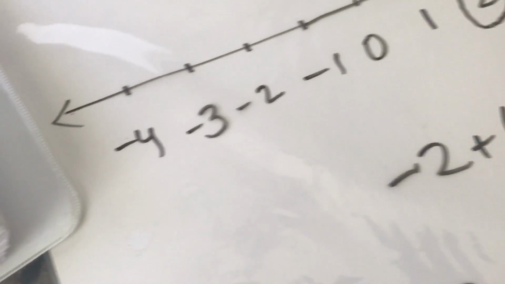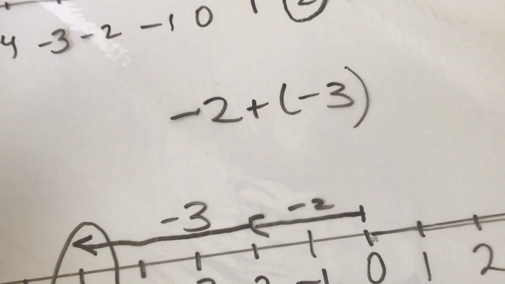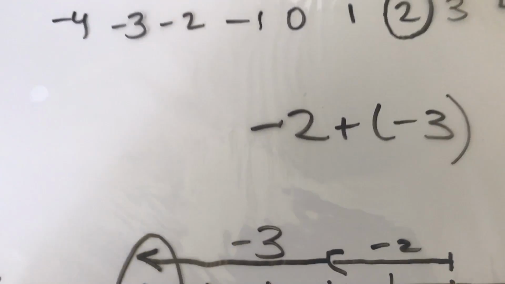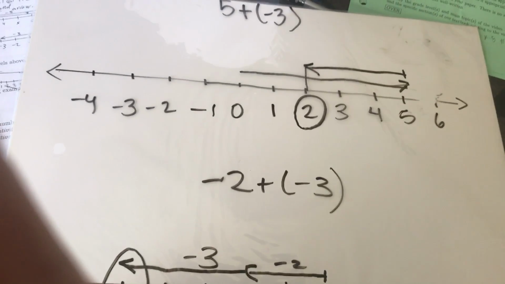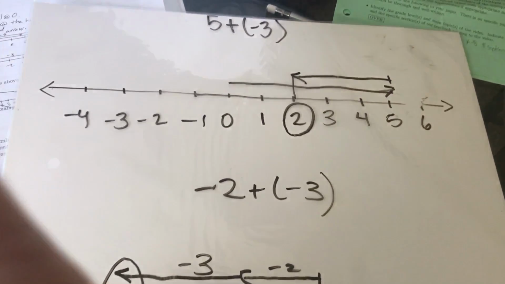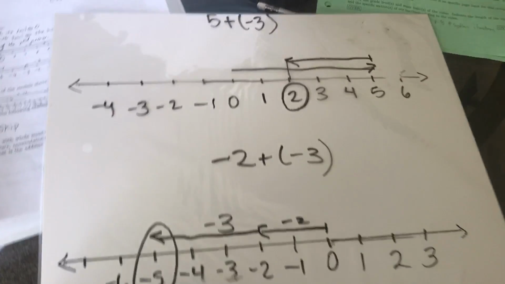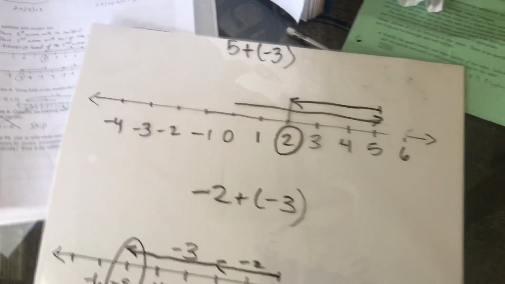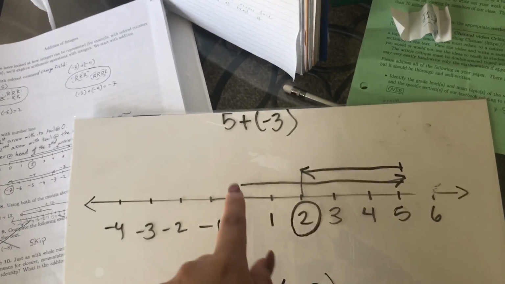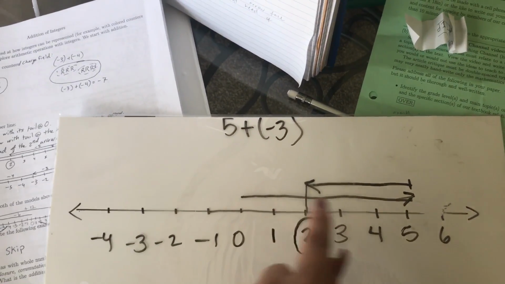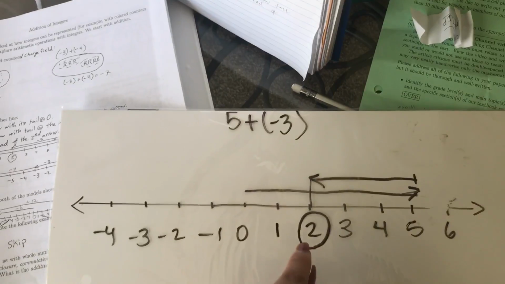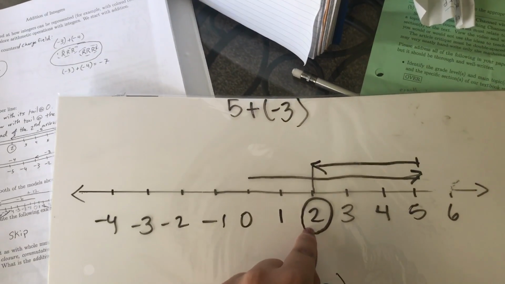A way that we could relate this to real life is money-wise. Everything revolves around money. Let's say a student has $5 and they spend $3. They could see through a number line that they are down to $2.